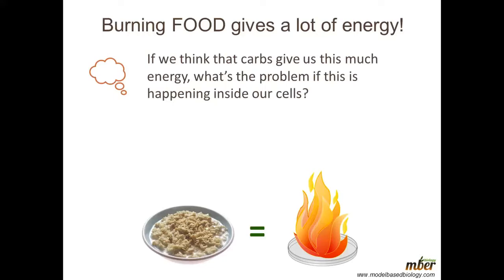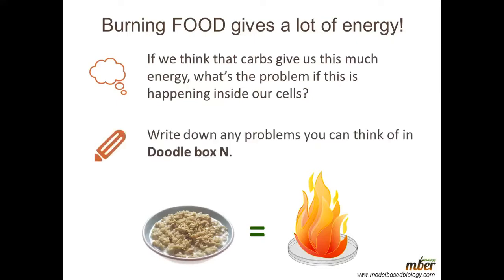Well, if we think that carbs give us this much energy, what's the problem if this is happening on the cellular level? This is happening inside ourselves. What might a problem be with that? I want you to write down any problems you can think of in doodle box N. So think about the amount of energy that gives us. What problem could that be inside our cells? Write down anything you can think of in doodle box N. Put me on pause now.